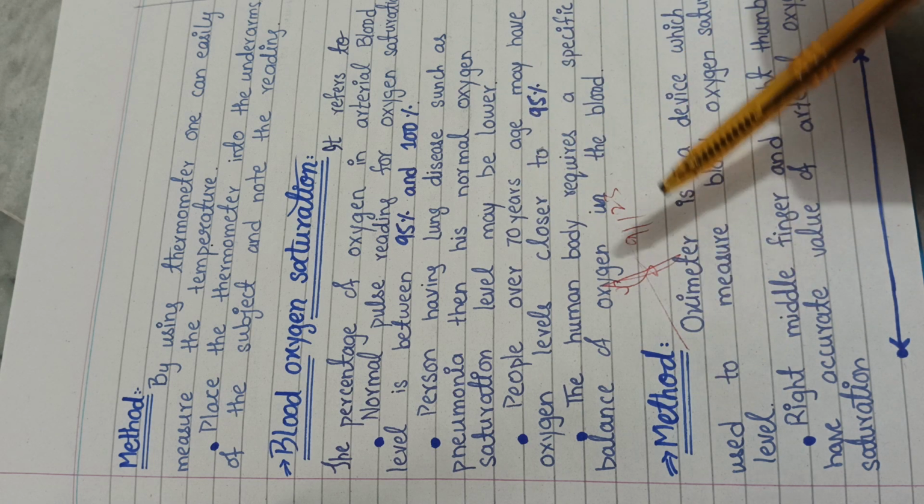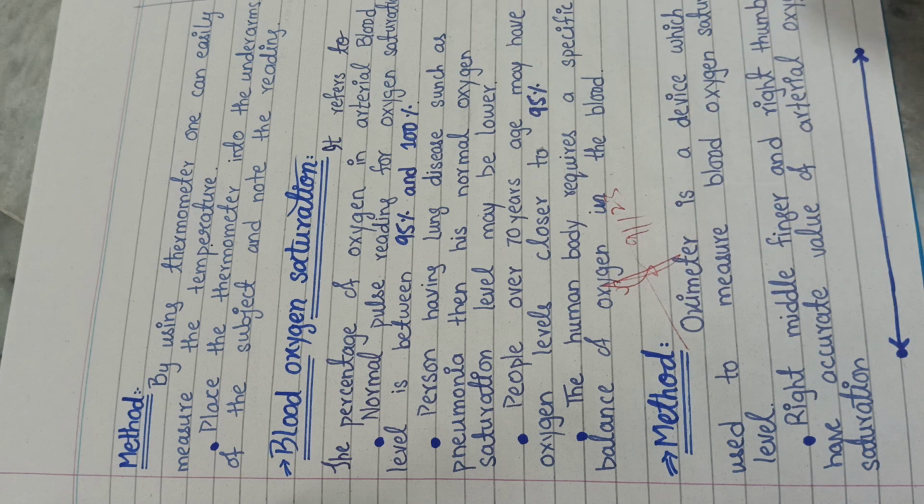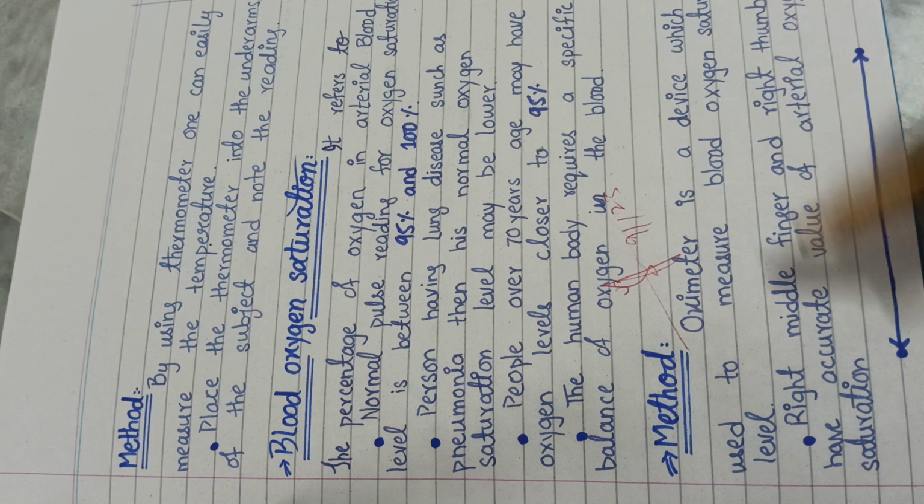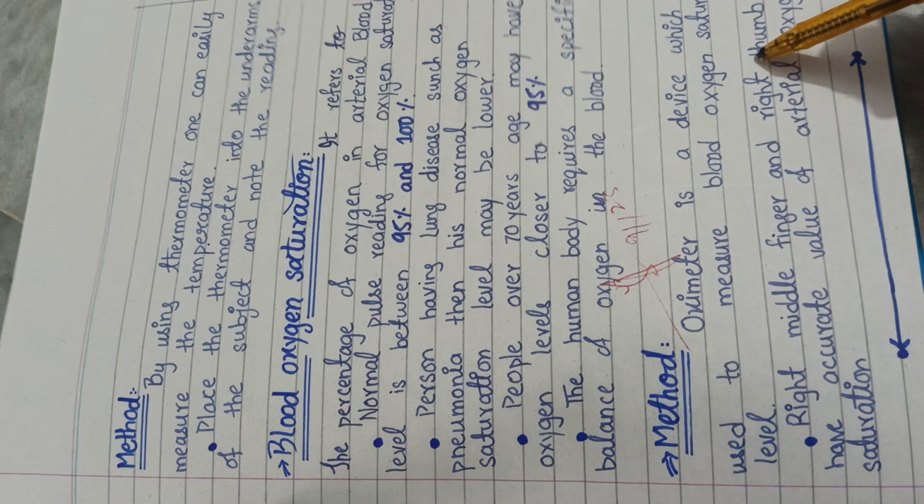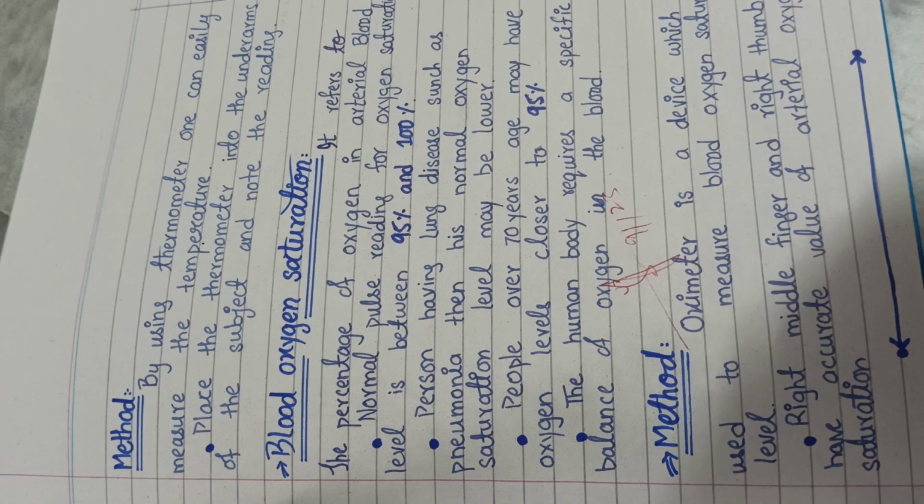The method to measure it is the oximeter, which is a device used to find out the blood oxygen saturation. The middle finger and the right thumb give the accurate value of it.